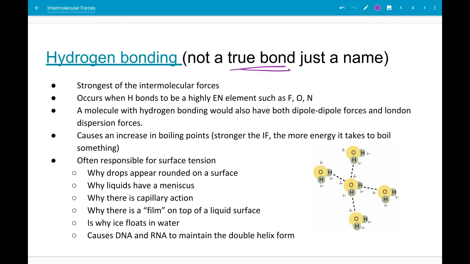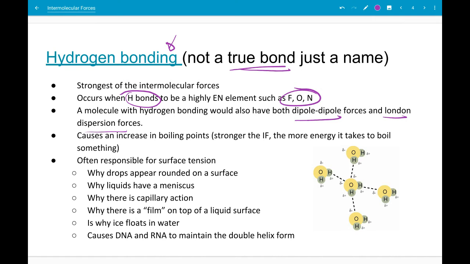Now, make sure you realize it's not a true bond, it's just its name. This also has a simulation, and it is the strongest of our forces. Something that has hydrogen bonding will also have dipole-dipole and London dispersion forces. And you have to watch out that it's only hydrogen with F, O, or N. It's very specific. So you can remember this as hydrogen is FON, or in my AP Chem class, we came up with hydrogen FNO. So that means hydrogen bonding to F, O, or N, and I'm saying bonding as in it's attracted.